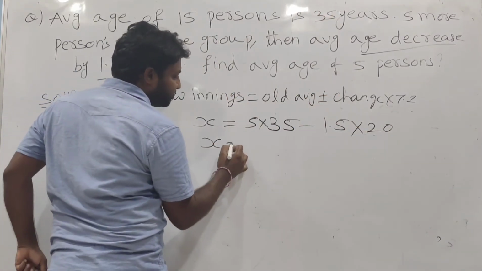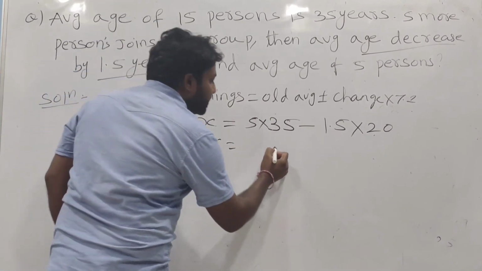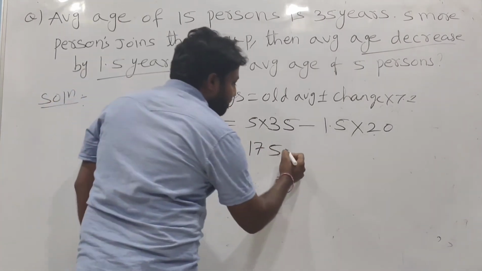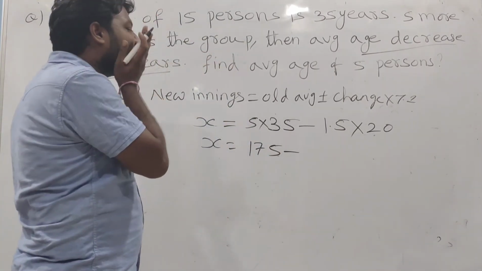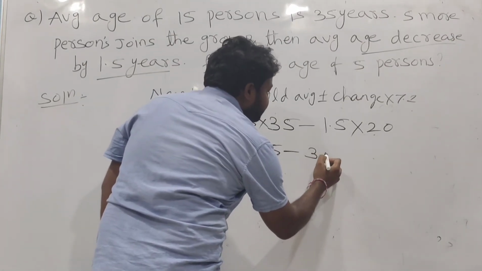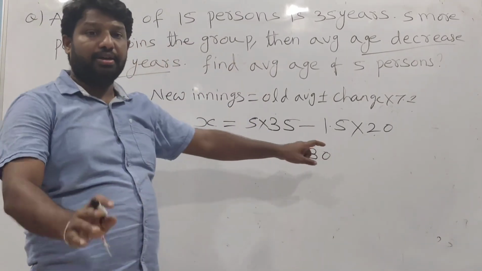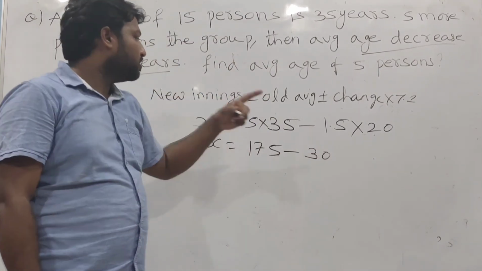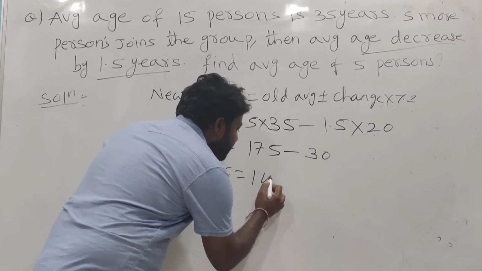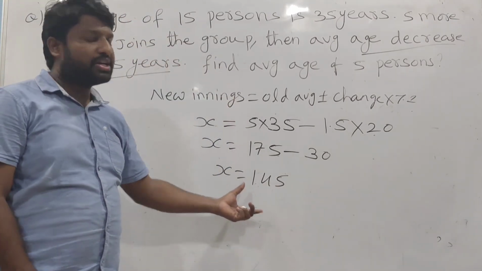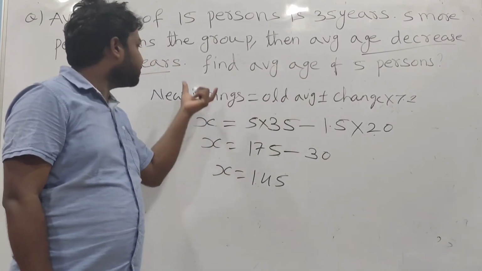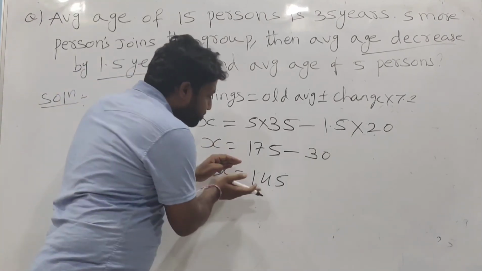So what I am getting is 35 into 5, that is 175. Then minus 1.5 into 20, that is nothing but 30. 1.5 into 20 is nothing but 30. So 175 minus 30 is nothing but 145. So here 145 is the sum of the 5 persons' age. Because we are taking new innings, it means the total 5 members' age together is 145 years.